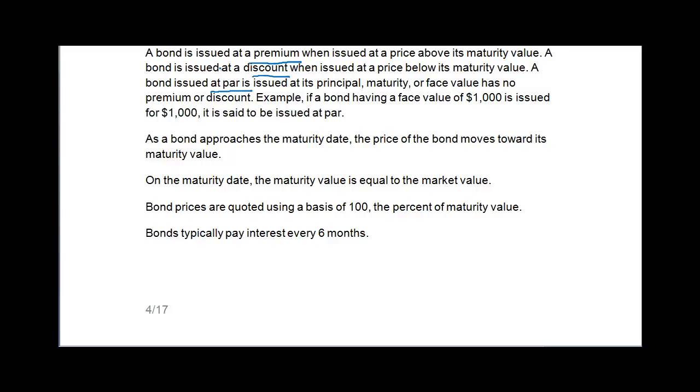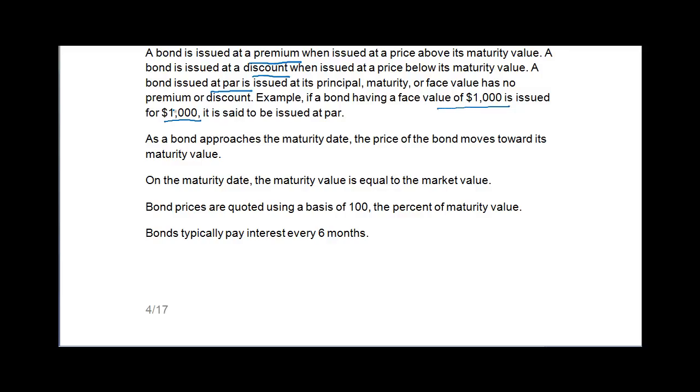Okay, so just to be clear, a bond that has a maturity value or a face value of $1,000, and if it sells in the marketplace for $1,000, then it is issued at par, or trading at par if it was sold after its initial issue.